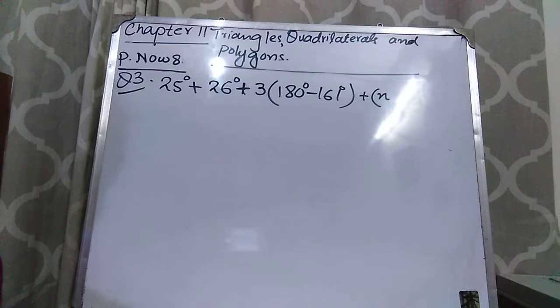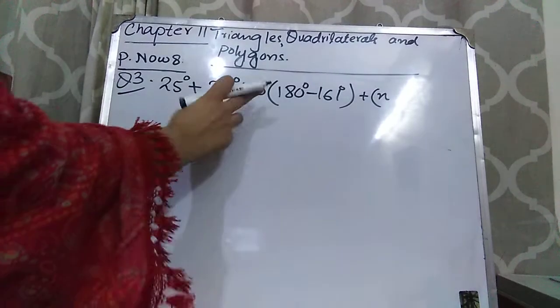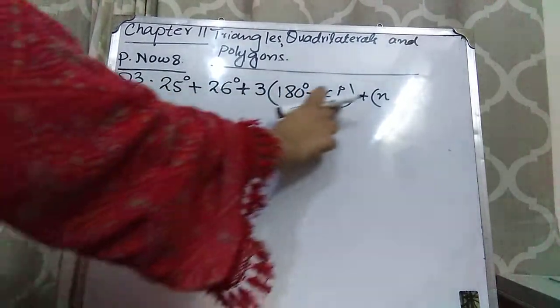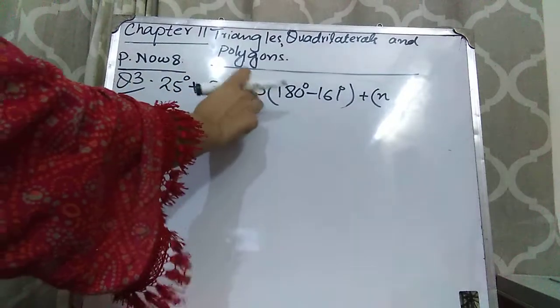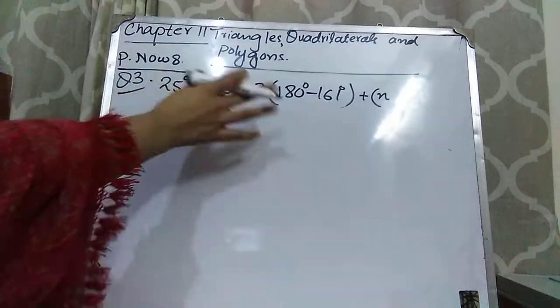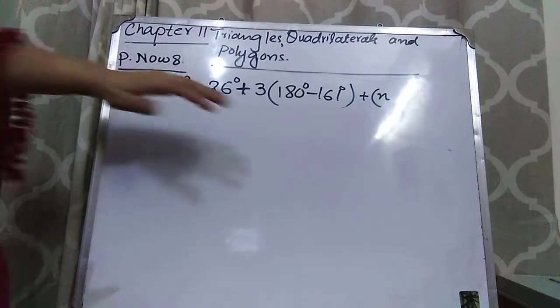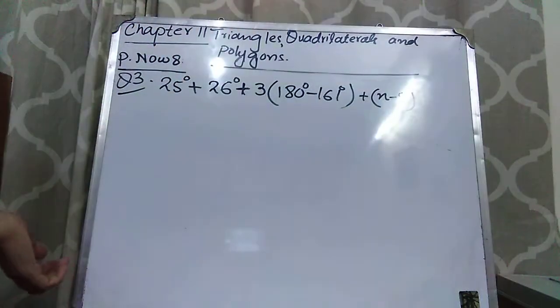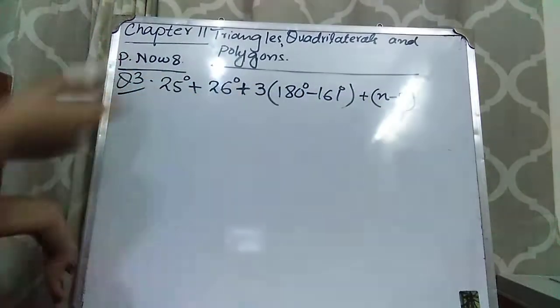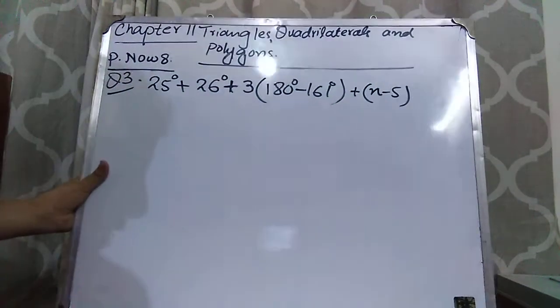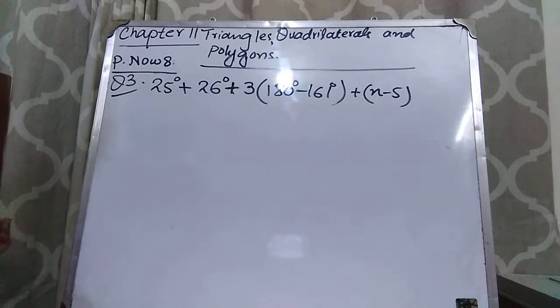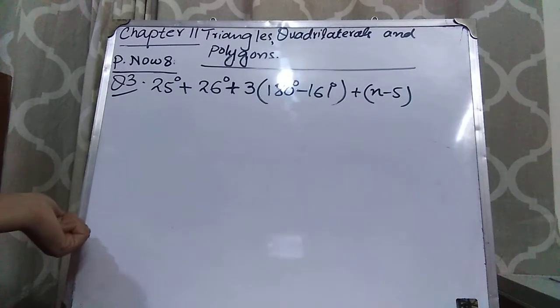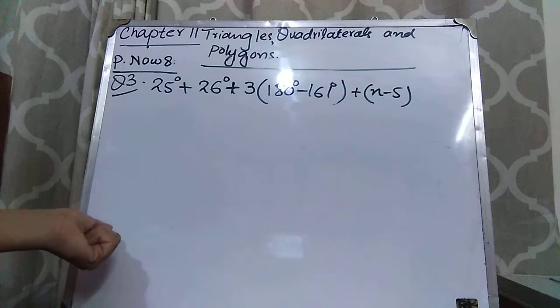So how many sides are left? Here these are 3, 4, 5. These are 5 sides. 1, 2 and here these are 3, 3, 4, 5. These are the 5 sides. So you will subtract these 5 sides from the total sides which are n. Okay, then you will get the remaining sides. It means that the remaining sides are n minus 5. They are saying the remaining interior angles.